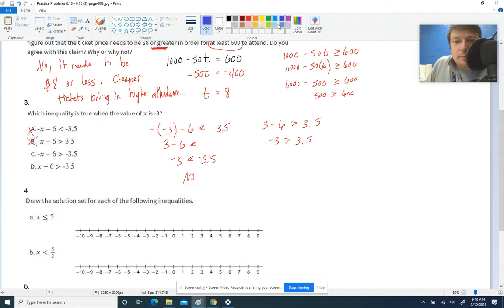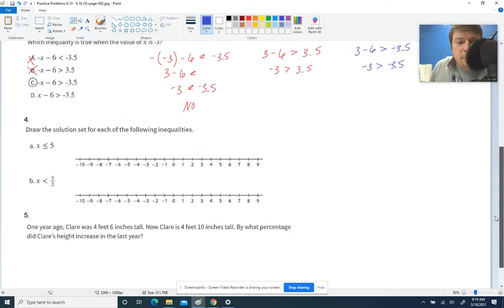All right, the next one. The opposite of -3, because -3 is our x, would be 3 again. 3 minus 6 is that bigger than -3.5. Well, 3 minus 6 is -3. And that looks like, to me, that's the one that we want to pick. -3 is bigger than -3.5. So C is our choice.